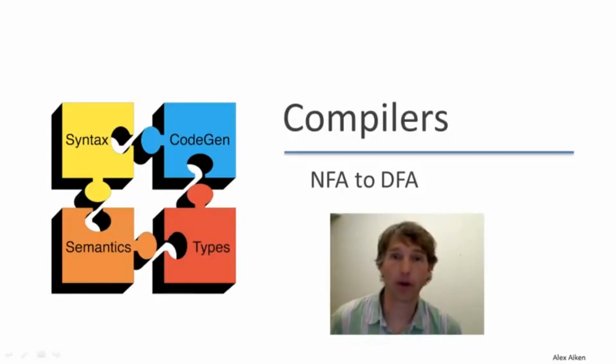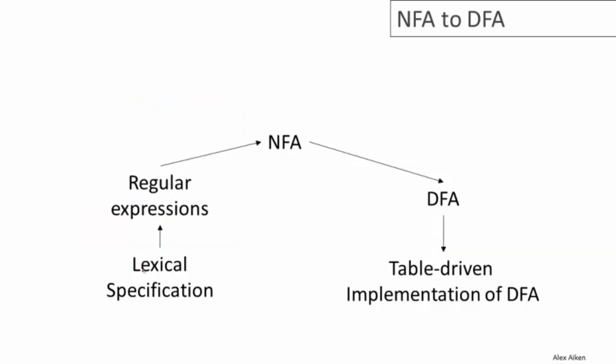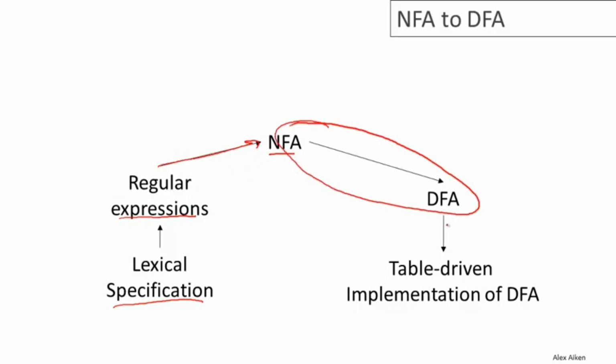Welcome back. In this video, we're going to talk about converting non-deterministic finite automata into deterministic finite automata. Here again is our little diagram of the pipeline of a lexical analyzer, how one is constructed. Beginning with the lexical specification, we write our regular expressions. Last time we talked about this step, the conversion of regular expressions into non-deterministic finite automata. And this time we're going to talk about this step. And as you might guess, in the final video in this series, we'll talk about the final step, which is the implementation of DFAs.